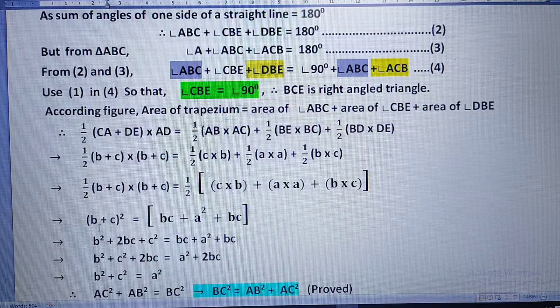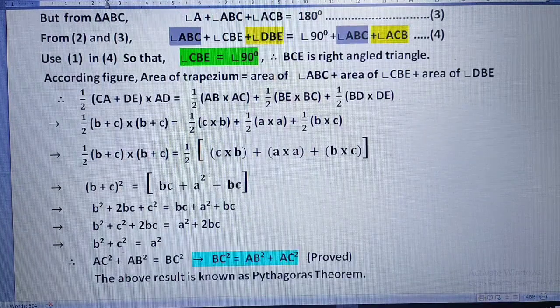Therefore (b plus c) whole square, that is b square plus 2bc plus c square, is equal to bc plus a square plus bc. Now rearrange that statement: b square plus c square plus 2bc is equal to a square plus 2bc. Now left hand side 2bc and right hand side 2bc cancel. So the next step becomes b square plus c square is equal to a square.